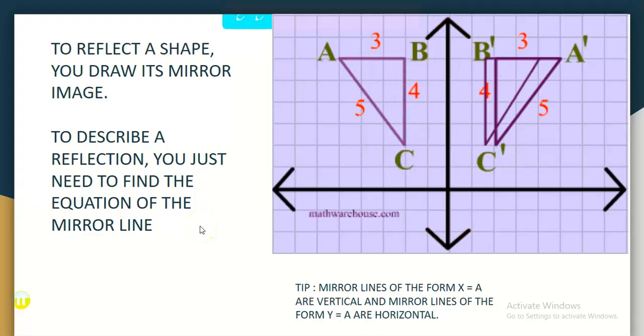To reflect a shape, you draw its mirror image. To describe a reflection, you just need to find the equation of the mirror line. So what is a reflection?